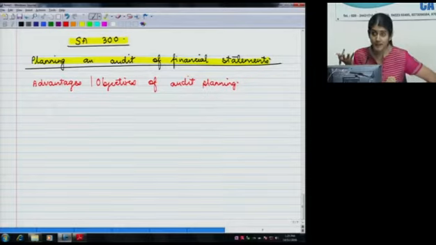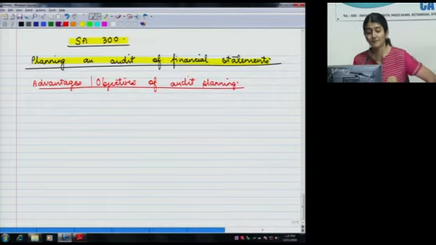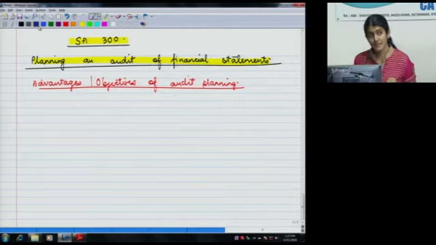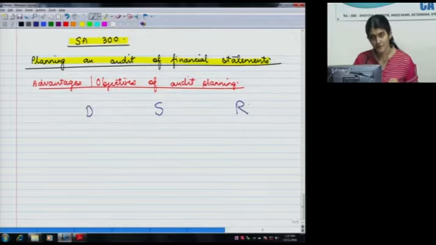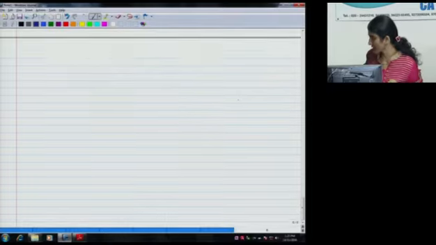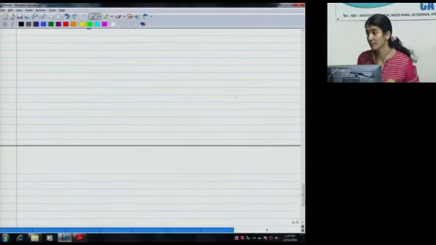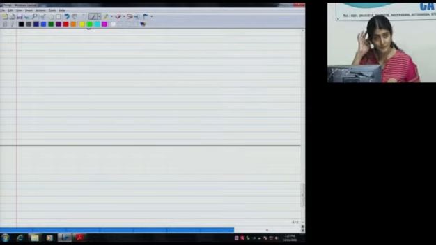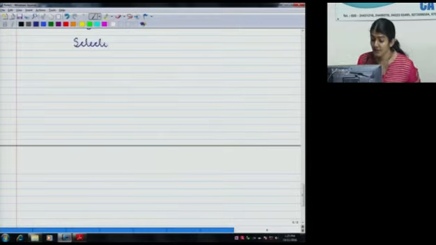So what is the advantage? What is the benefit of preparing such an audit plan? Easy monitoring. So DSR, direction, supervision and review of the audit becomes proper. You can properly direct, supervise and review the audit. Okay, so it can be used for future references. Okay. Work will be completed on time. Okay. Proper selection of engagement team members.